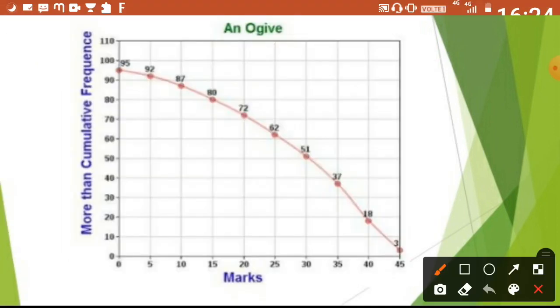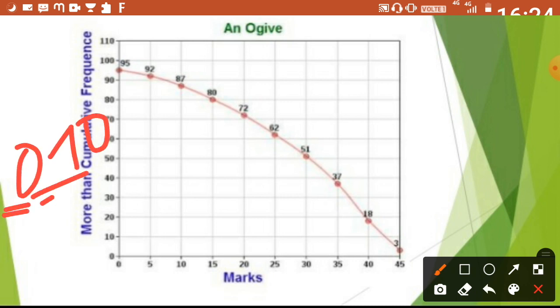As I had already said, you have to take the lower limit here. The first range was 0 to 10, so the lower limit was 0. For the lower limit we had the highest cumulative frequency, that was 95. So you can see that 0 and 95 are plotted here. Then for 5, 92, then 15, 80, 10, 87. I don't think I need to tell you how to plot the points on the graph paper, right? It's much easier to plot the points on the graph paper, but if you are unable to understand, then please do ask me. So this is how to plot the more than cumulative frequency graph.